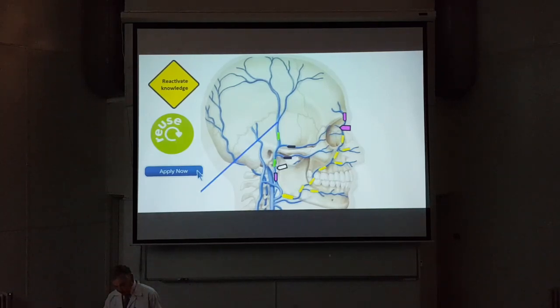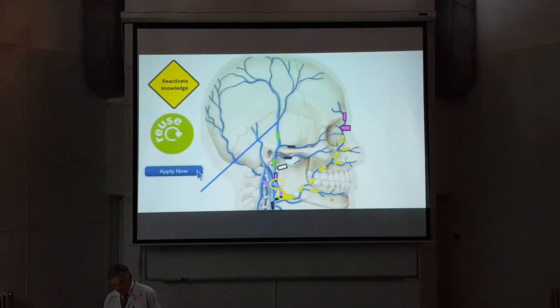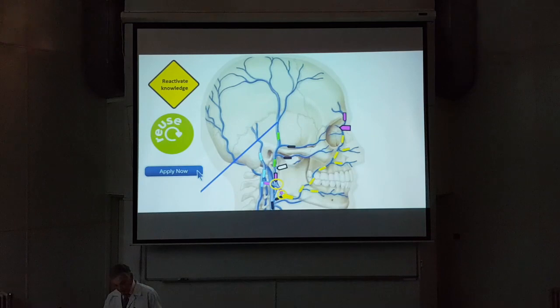Retromandibular goes down and divides into two branches. The anterior one joins the facial, and they end up in internal jugular. The posterior one joins the posterior auricular and forms external jugular.